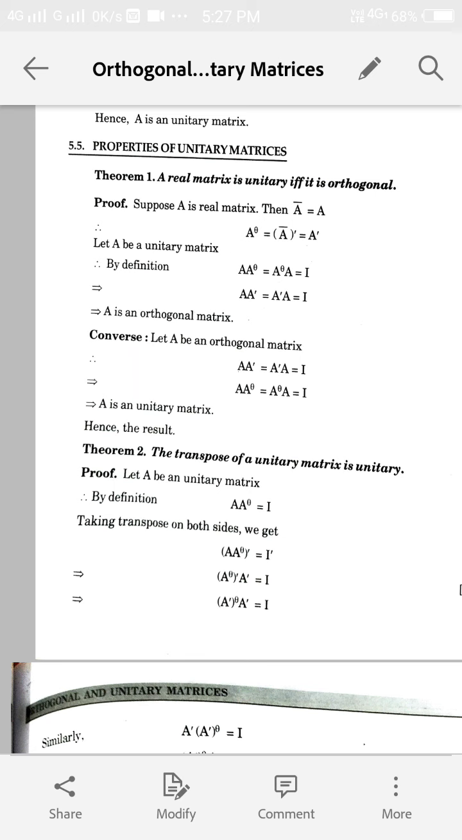Here we assume that the matrix is orthogonal and we are to prove that it will be unitary. So suppose A is an orthogonal matrix. Now apply its definition. A into A transpose will be the same as A transpose into A, and that will be equal to identity. Now again replace A transpose by A theta. We are here with A into A theta is equal to A theta into A, and this is equal to identity. From here we can say that A is a unitary matrix. So it is the result that we are to prove.